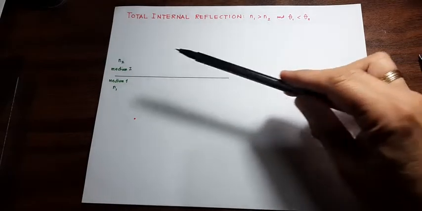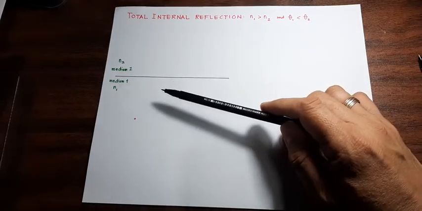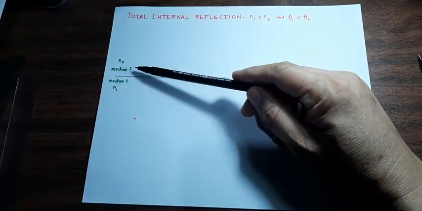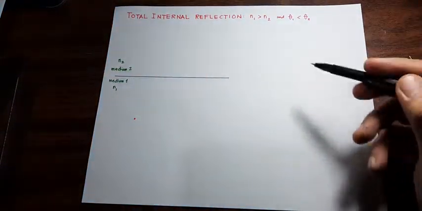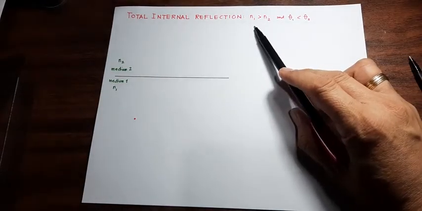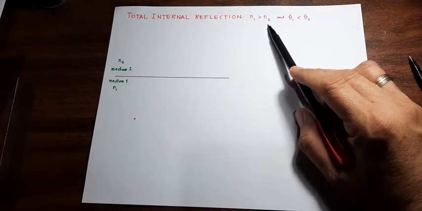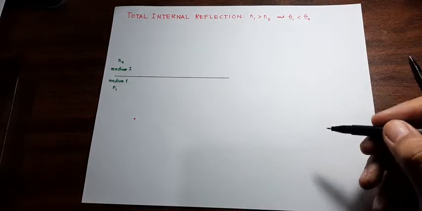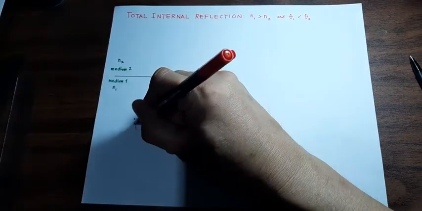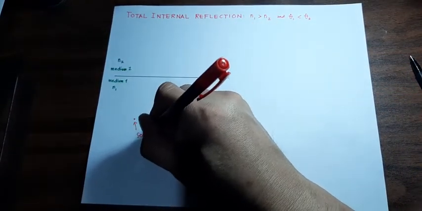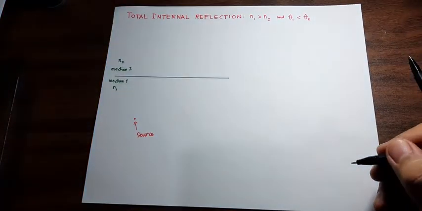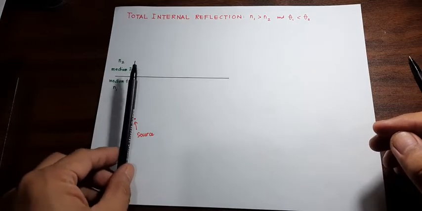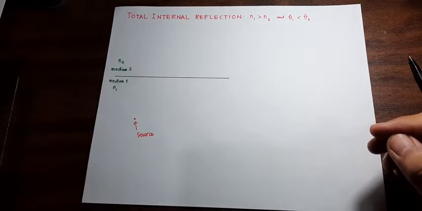Now, suppose here we have two different media, medium 1 again with index of refraction n1 and medium 2 with index of refraction n2. And for this particular case, we have n1 is greater than n2, and therefore by Snell's law, angle 1 is less than angle 2. Now let us say that this is our source of light, and the light ray will travel from medium 1 to medium 2.